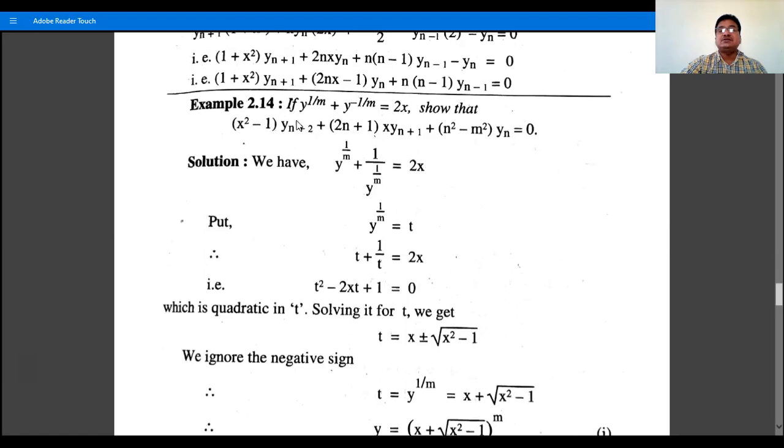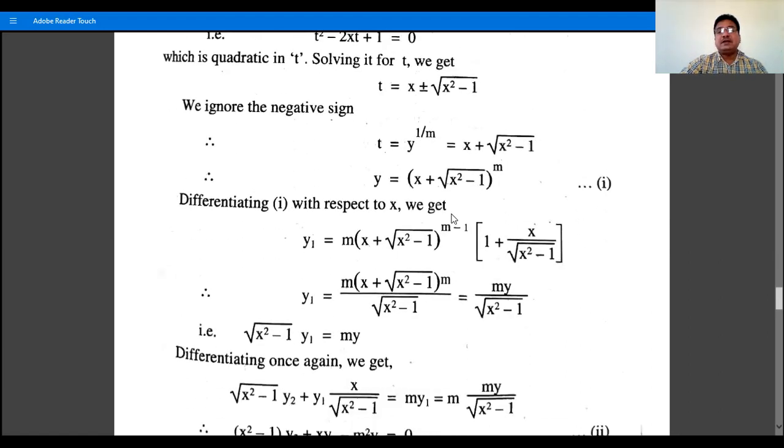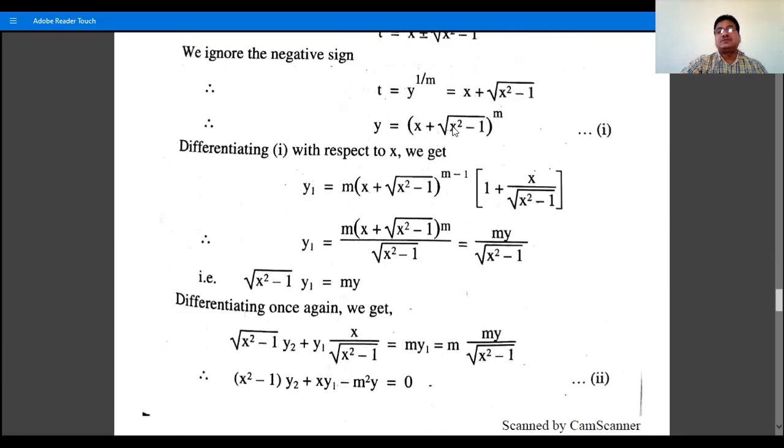If you observe, the highest order derivative is of order n plus 2. So we have to differentiate this equation 2 times with respect to x, and then we have to apply the Leibniz theorem. So differentiate 1 with respect to x.